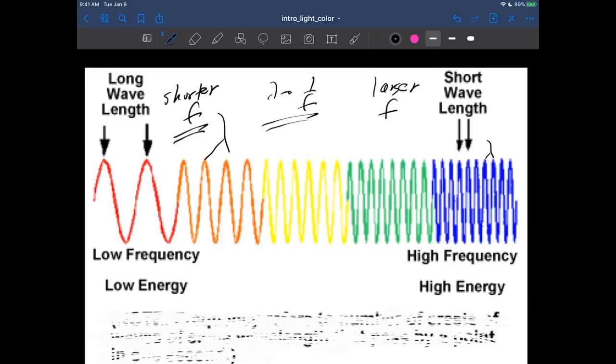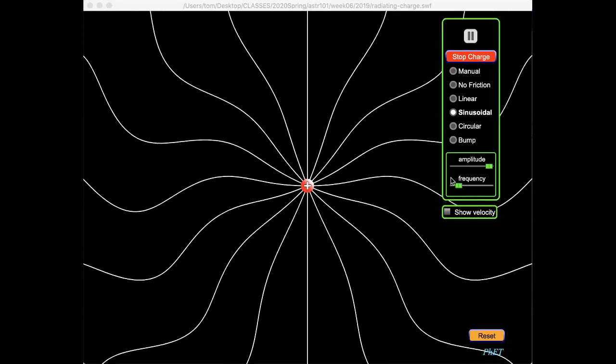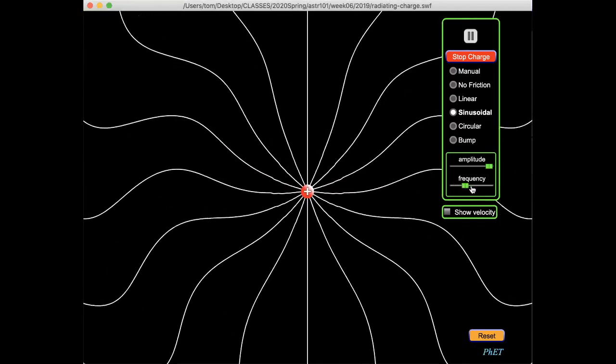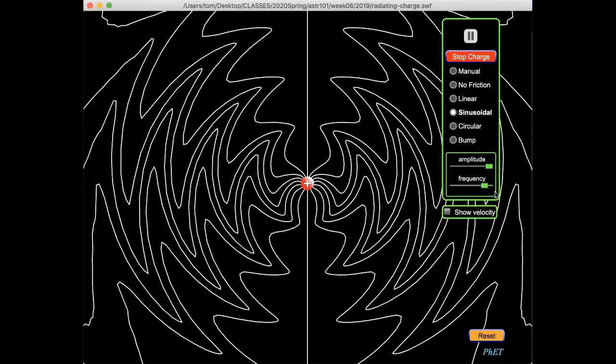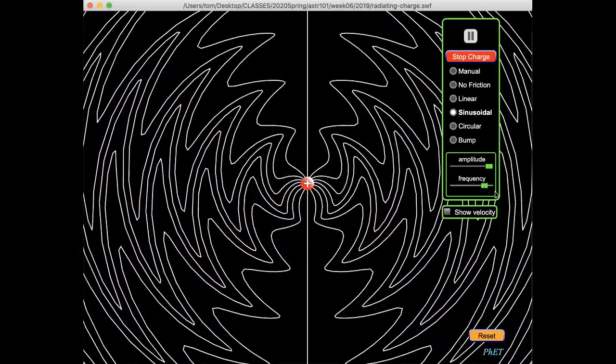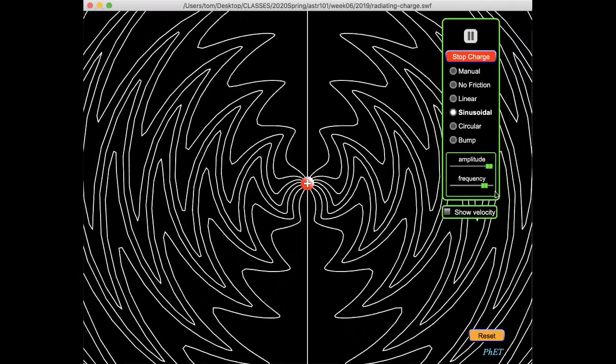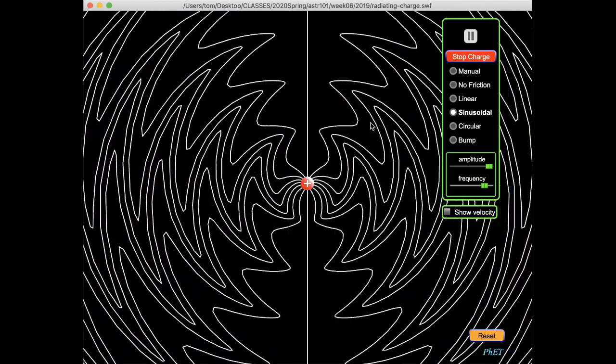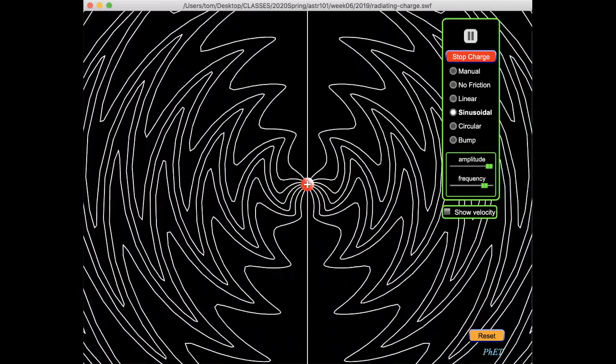Okay, so how would I generate blue light? Well, I could go back over to the generator over here and really crank up the frequency like that. So this would be like bluer light, because the frequency is much higher and the distance between any two crests on the wave is much smaller. So this would be an example of blue light.